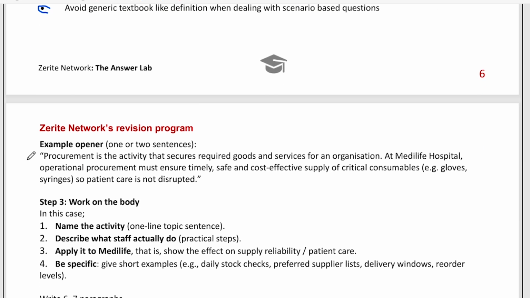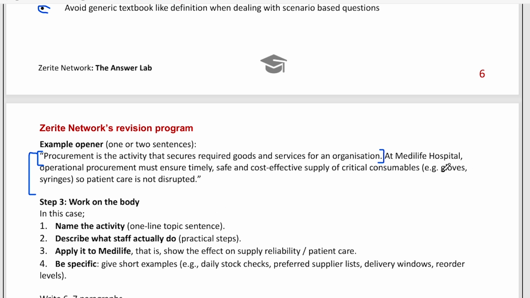So an example of your intro could be something like this. Again, these are things you read in your download. Procurement is the activity that secures required goods and services for an organization. That in itself is the definition of procurement, an activity that secures required goods and services for an organization. That's the operational definition of procurement. Otherwise, sourcing and doing all those things are also part of procurement. We're just not interested in those here at the moment as part of the definition.